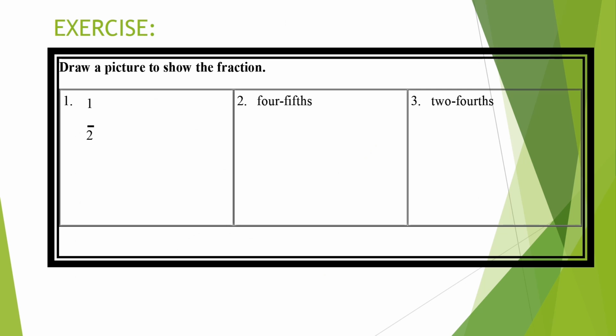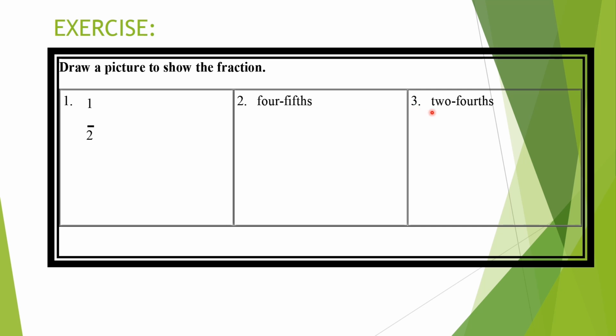Now let's do one exercise which says thinking out of the box. Here the question says draw a picture to show the fraction. The first one is the numerical expression form, half. It is written 1/2. So you have to draw a picture in the form of a shape, or it can be a collection of things. If you want, you can draw that also. The second one is 4/5, so the denominator is fifth. The last one is 2/4.